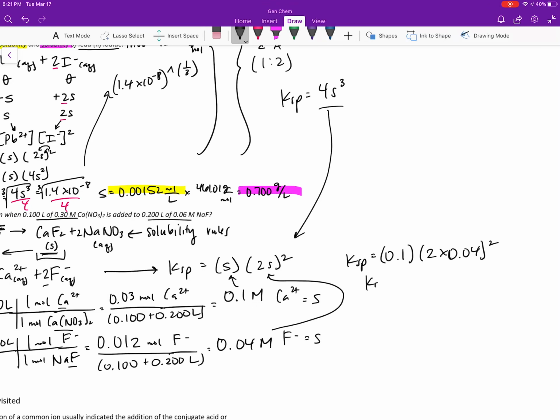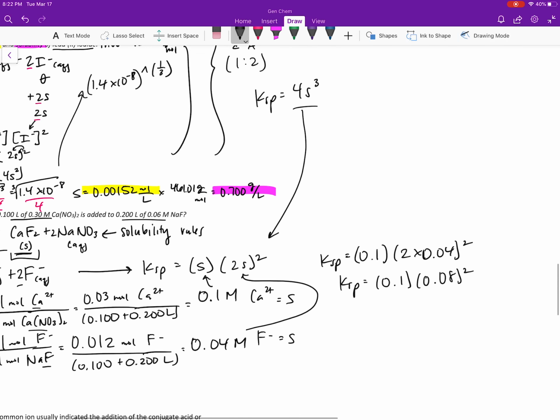So order of operations is stuff in the parentheses, then exponents, and then multiplying. So then I'm going to square the 0.08, multiply it by 0.1, and that gives me KSP is, oh, sorry, guys, I'm so sorry. This is Q.